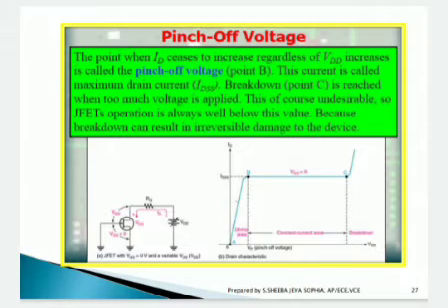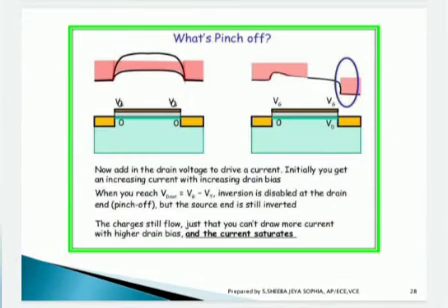This current is called maximum drain current, IDSS, and the breakdown point C is reached when too much voltage is applied. Yes, at point B it reaches a saturation condition, and when we further increase the voltage, at some point it starts to break down. This is of course undesirable, so JFET's operation is always well below this value because breakdown can result in irreversible damage to the device.